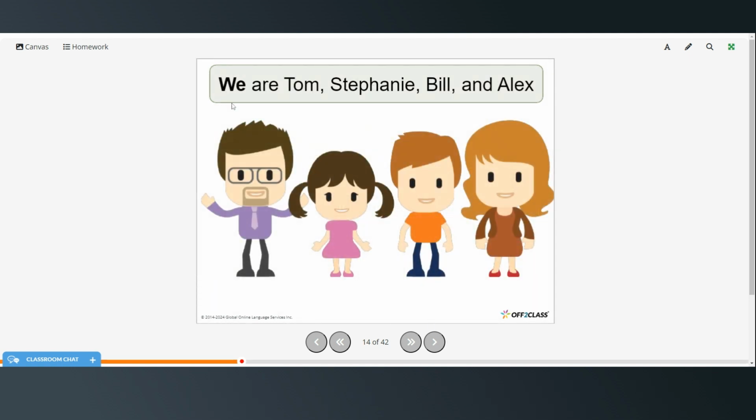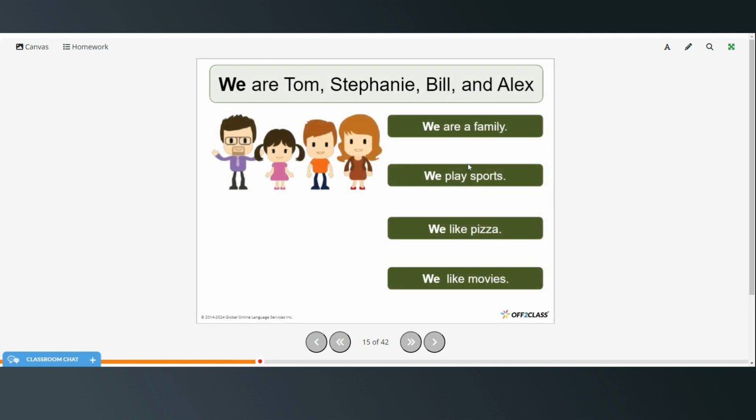And then we are Tom, Stephanie, Bill, and Alex. So because Tom is part of the group that he's describing, he says we. So when you are part of a group and you want to include yourself, you would use we. We are a family. We play sports. We like pizza. We like movies.